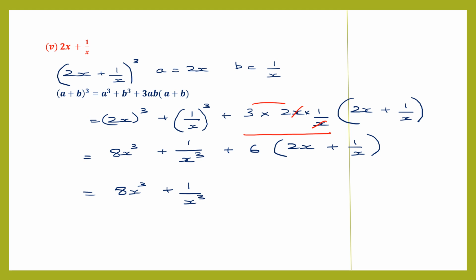Then here we have 6 into 2x. So 6 2s are 12. So that is 12x. Then we have to multiply 6 with 1 by x. 6 into 1 is 6. And in the denominator we have x. And this is our final answer.